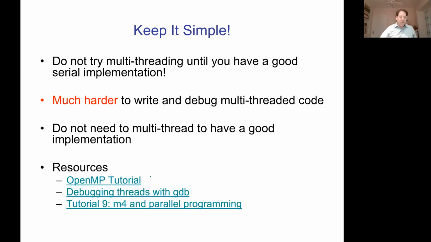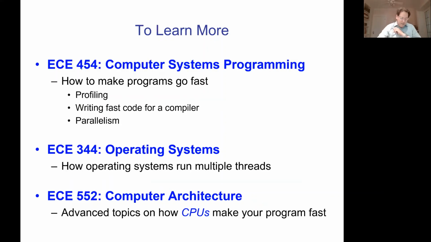Okay, some resources. There's a tutorial here on OpenMP, some information on how to debug with threads, and in tutorial 9, I basically went through in a much more hands-on way what can go wrong when you do this and what are some debugging techniques. Okay, if you want to learn more about this, computer systems programming is about how you make programs go fast. So how to profile them, how to write code that is compiler friendly, and how to use parallelism. So kind of all the things that we talked about in this course, but in much more depth. 344 operating systems will show you what is a thread in more detail. How do operating systems actually run these things? And then in computer architecture, ECE 552, you'll learn about how do you create CPUs that can run programs fast, both on one core and also having multiple cores collaborate. So there's a lot of really interesting hardware design problems there.